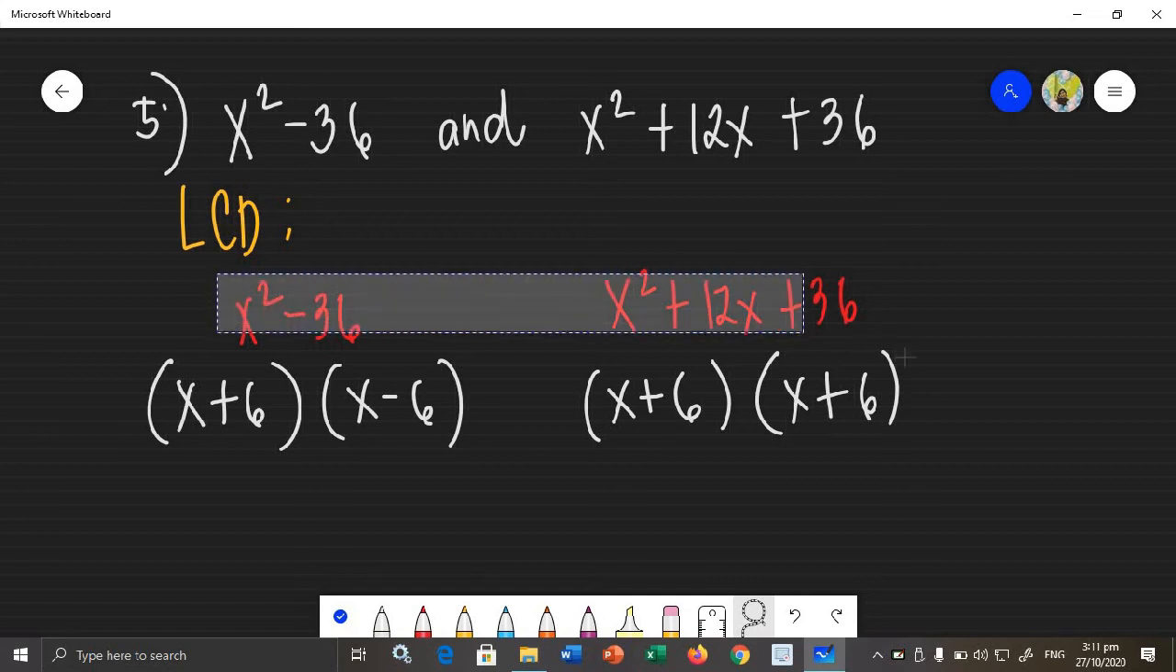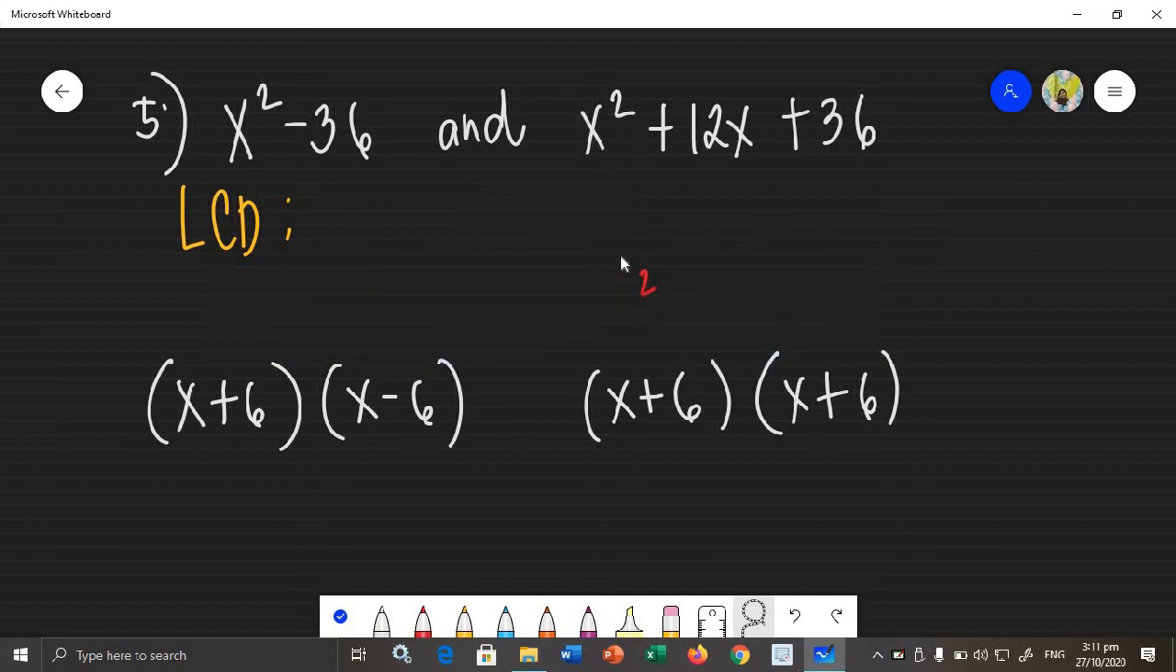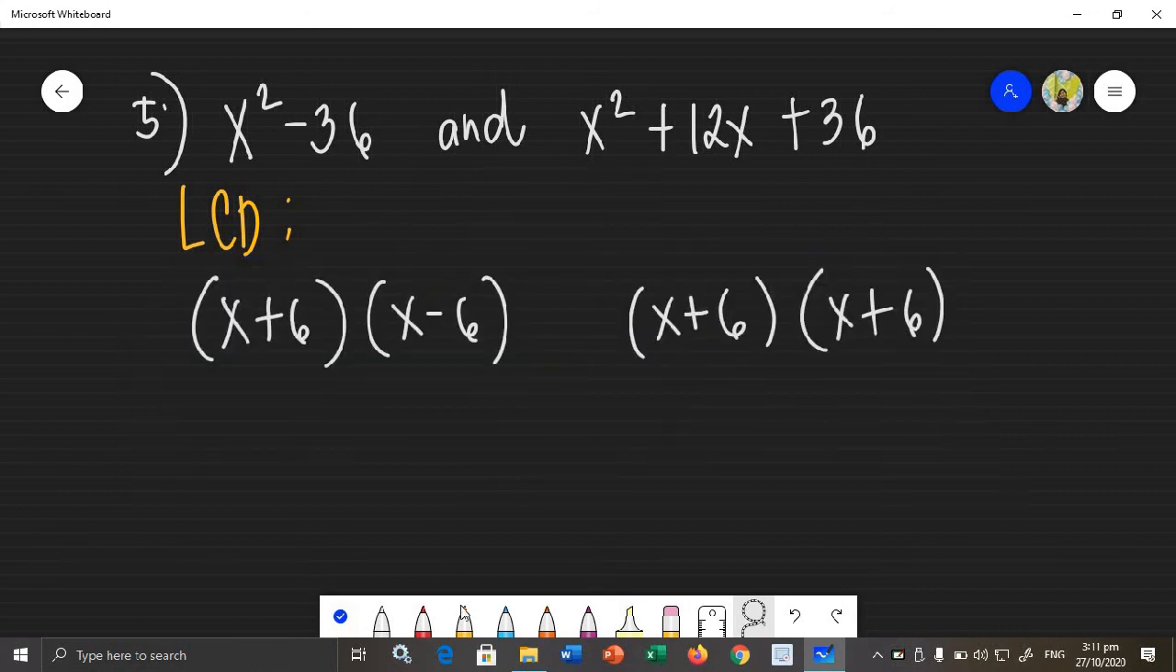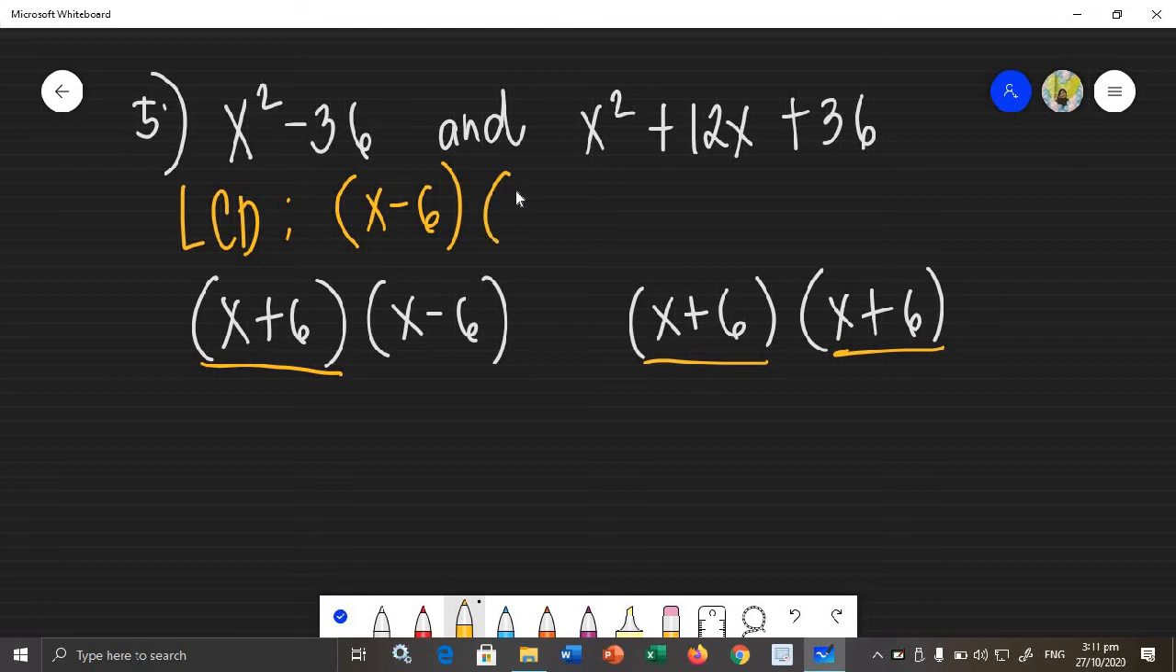Now that we found the factors of the given, let's observe these factorizations. So again, napansin nyo, there are 3 x plus 6. Okay, katulad nung kanina, tatlo. So we will count that as 1. So if I am going to write the LCD, quantity x minus 6, and then I'm going to write 2 x plus 6.